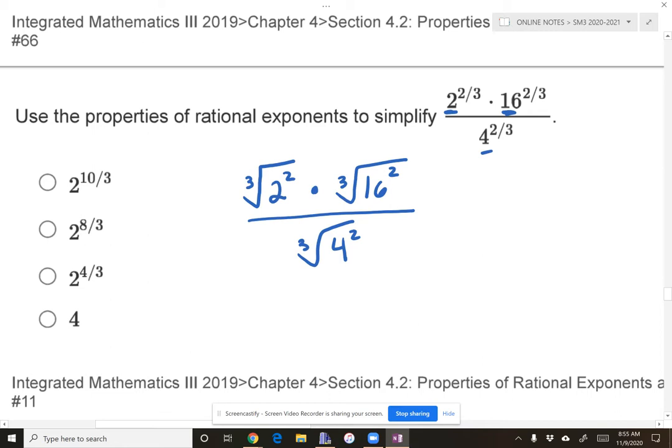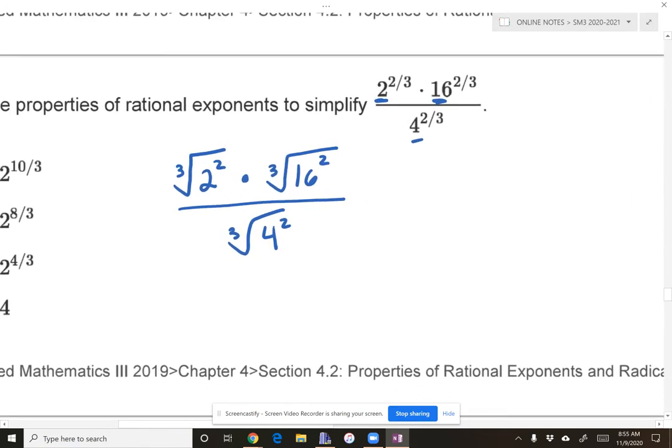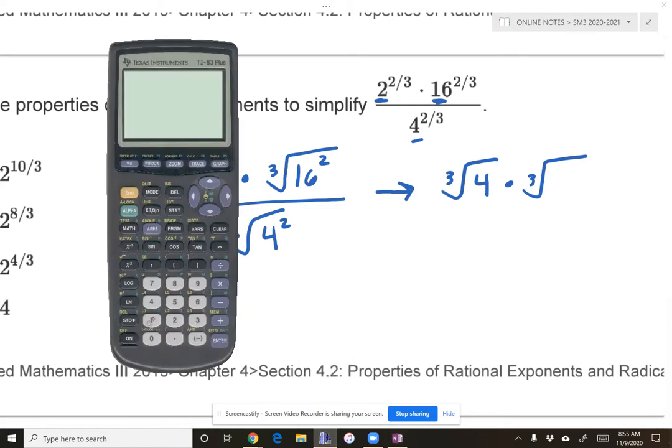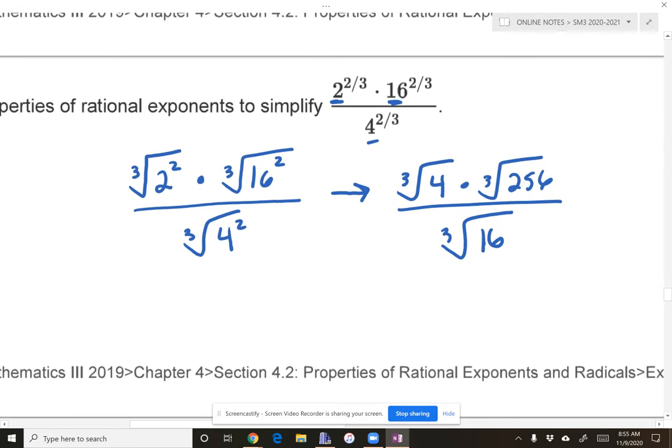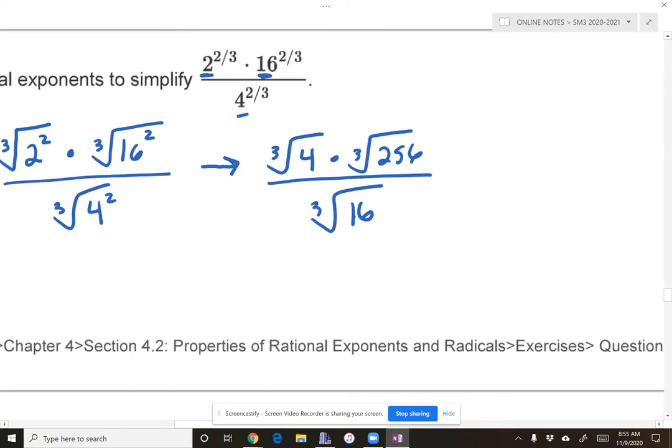And so the first thing I'm going to do is simplify the numbers on the inside, because this is what Miss Buss will do. There's lots of ways you could go about it, but I would first go 2 squared is 4, 16 squared is, I don't know what 16 squared is, so I'm going to get my calculator and go 16 squared, 256, over the cube root of 4 squared, which is 16. And that's looking a little bit better, but we're going to keep going, okay?